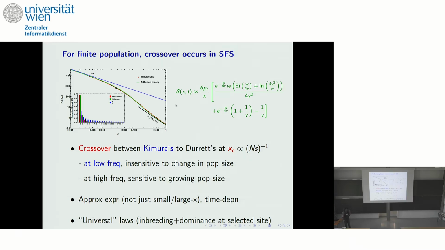More physically, at low frequencies, the population is expanding, but the mutant frequency is very low. It is not aware that your population is expanding. It will not see these boundaries. So it will behave as though it's a constant size population, and therefore you have this 1 by x. As the mutant frequency increases, it will be more sensitive to increasing population size, and therefore you have a crossover to 1 by x square.